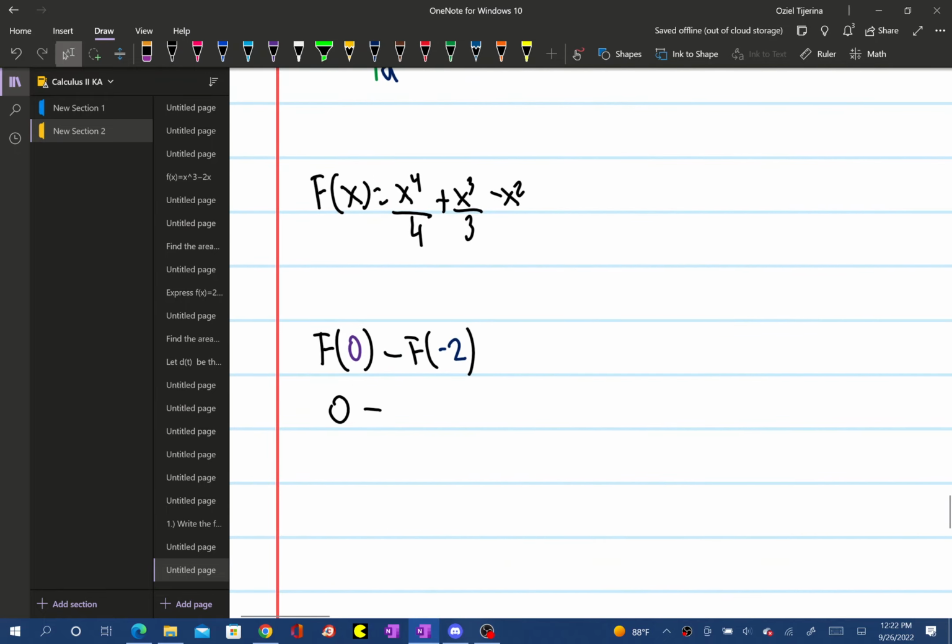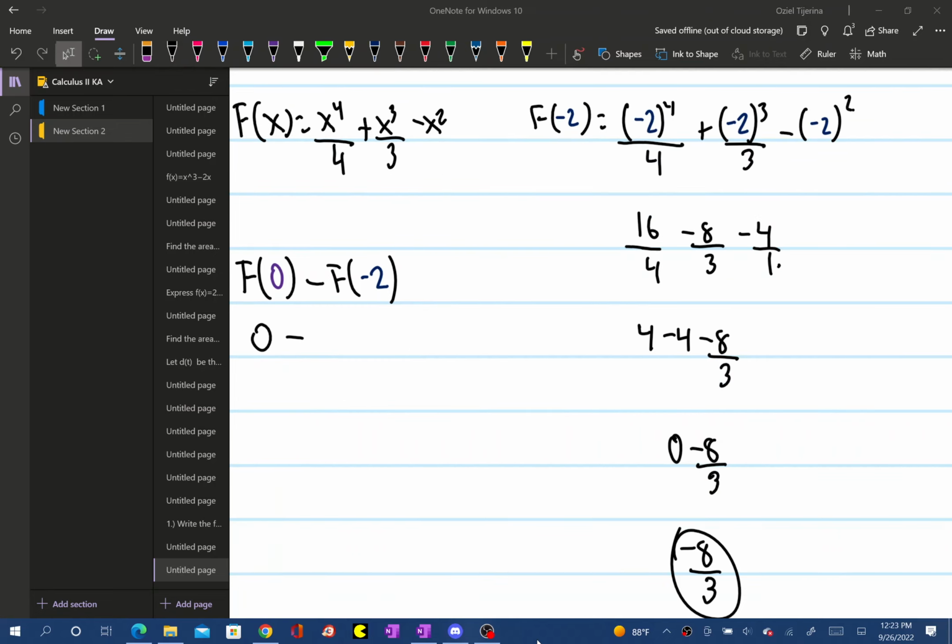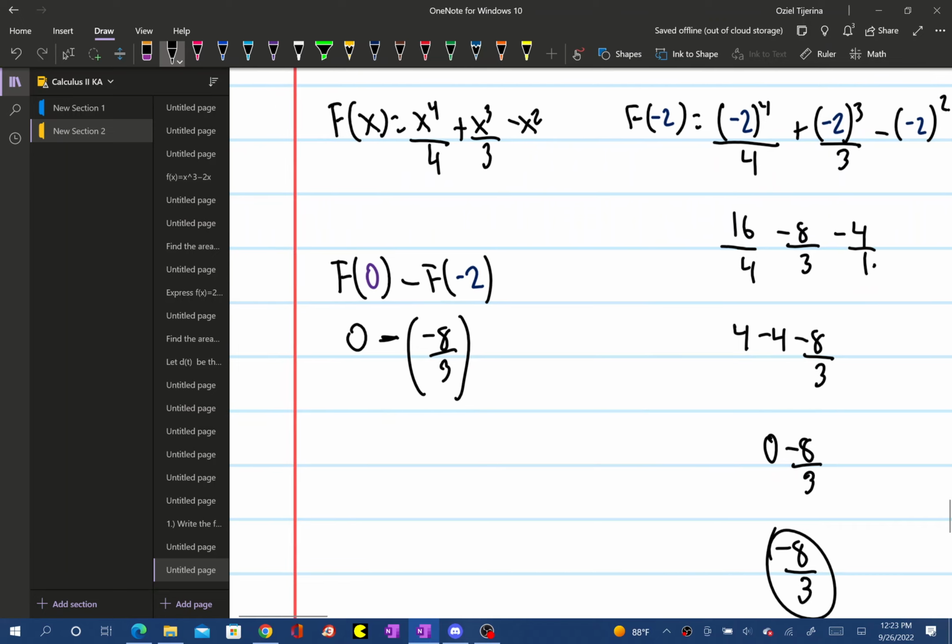So f of negative 2 is going to be, you're going to get negative 8 over 3 for f of negative 2. So it's going to be minus negative 8 over 3. Right.